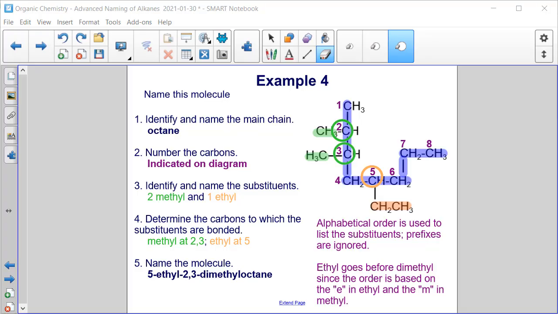All right, here's a summary of the work we've done in this example to get to this name, 5-ethyl-2,3-dimethyloctane. Reminder that alphabetical order is used to list the substituents and the prefixes are ignored. So even though it has a higher number, ethyl comes first before dimethyl because the E is prioritized here. The E in ethyl comes before the M in methyl.